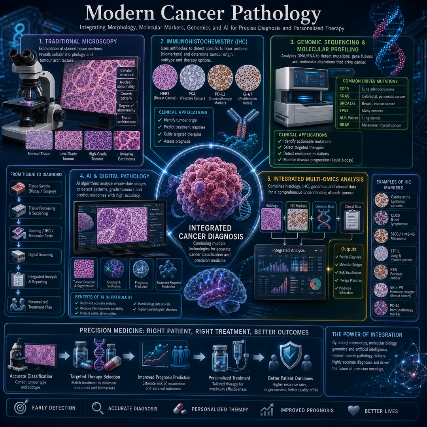Some IHC markers help identify where a tumor originated. Cytokeratins are found in epithelial cells, which line the body's organs and surfaces. Since most human cancers arise from epithelial tissues, positive cytokeratin staining supports the diagnosis of a carcinoma. CD20 is a protein expressed on mature B lymphocytes and is an important marker for diagnosing B-cell lymphomas.